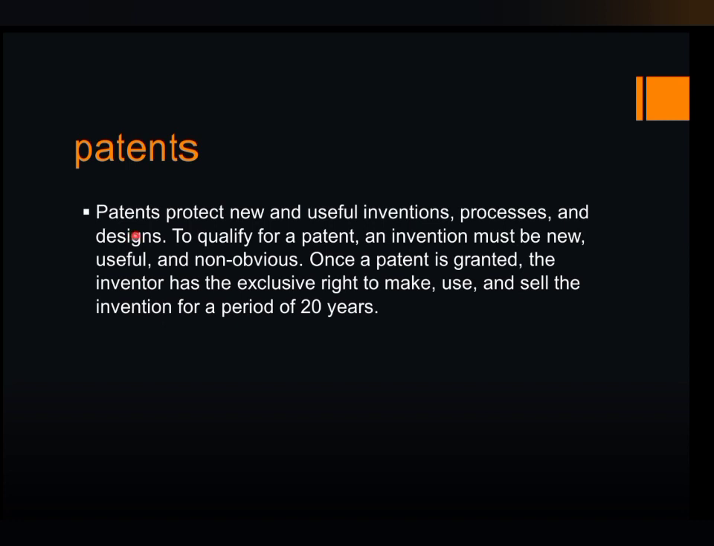So patents are mainly given to protect new and useful inventions, processes and designs. To qualify for a patent, it must be new and innovative. Each patent is given a time limit, after which the patent holder gives up exclusive rights to their invention. So they have to check the renewal time of the patent, and they have to renew their patent lifetime by paying some amount to the government agencies.